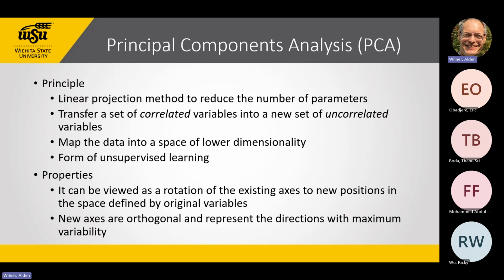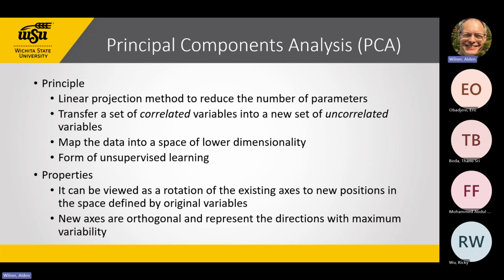So the principle, we're doing a linear projection method to reduce the number of parameters. We're transforming a set of correlated variables into a new set of uncorrelated variables. We're mapping our data into a space of lower dimensionality. And this turns out to be actually unsupervised learning. We can tell our model, go figure it out, and we don't have to do anything. It just does the math, right? It's actually fairly simple, straightforward.